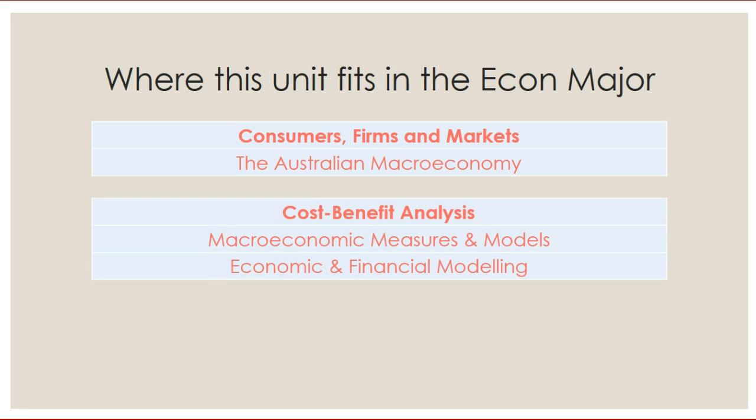In second year, there are 3 economics units to be studied as part of the major. One is cost-benefit analysis, another is macroeconomic measures and models, and the third is economic and financial modelling. Cost-benefit analysis is an applied microeconomics unit. Macroeconomic measures and models is also an applied macroeconomics unit.